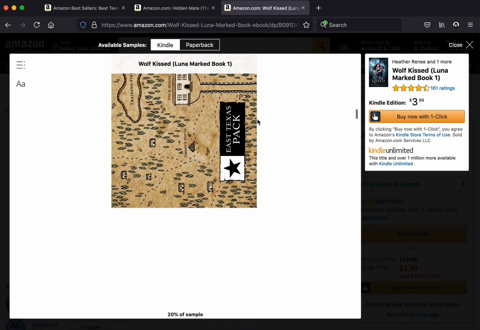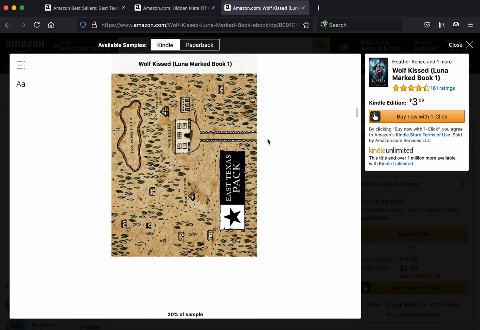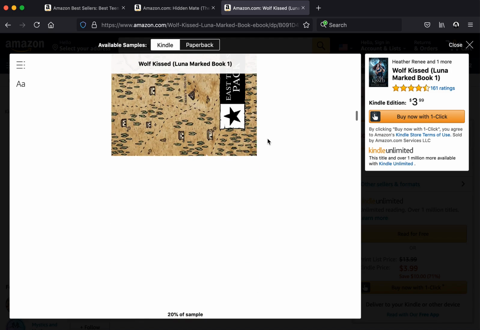Again, here's a world map. You don't need this if you don't have the funds to do it or you don't have the time, but that's just something to note that a lot of these genres feature maps.